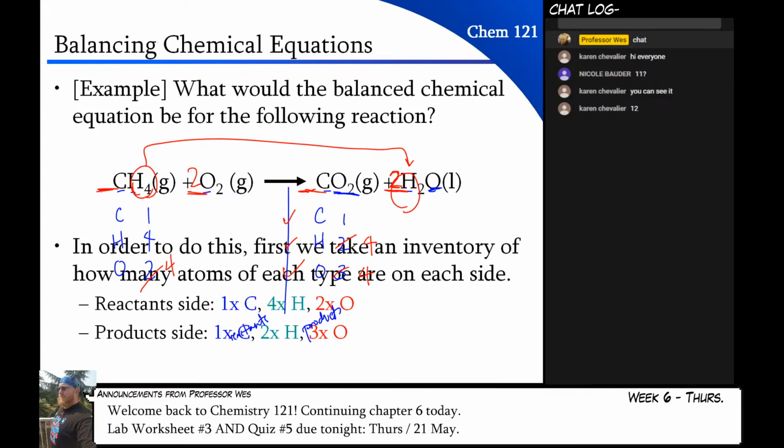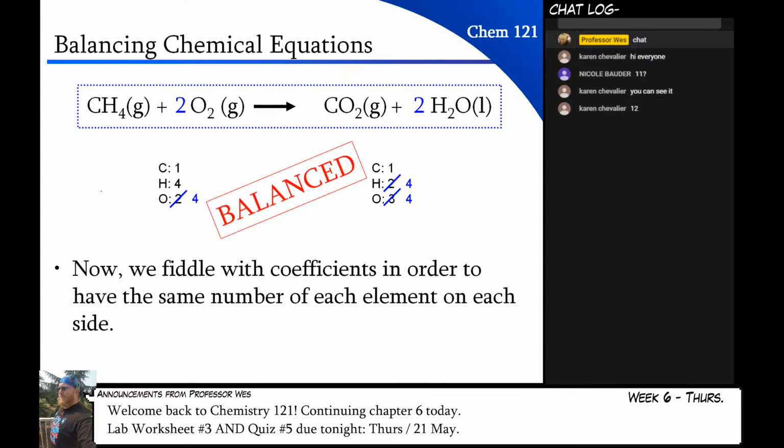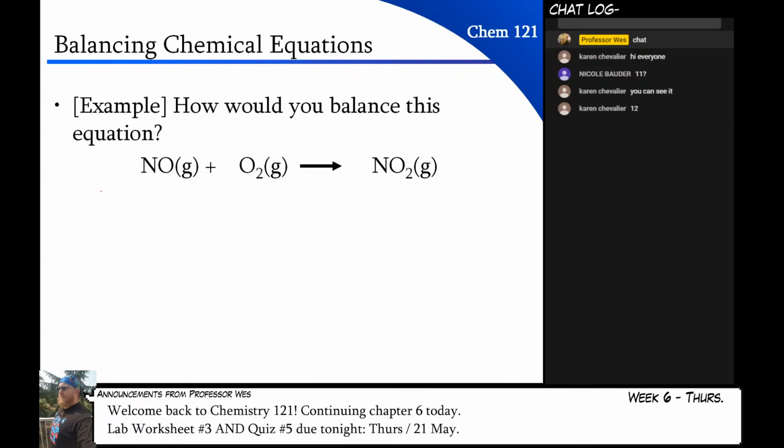Alright, so let me scroll past all this stuff because this is just what we did. Let's do another one. How would I balance this equation? So, actually, you know what I want to do? Well, no, let me do this one. I'll let you work on the examples, because there's like 5 or 6 of them later. So we'll do this together.